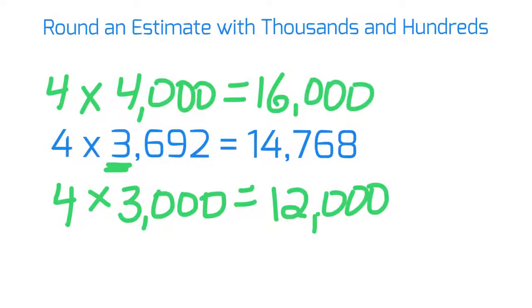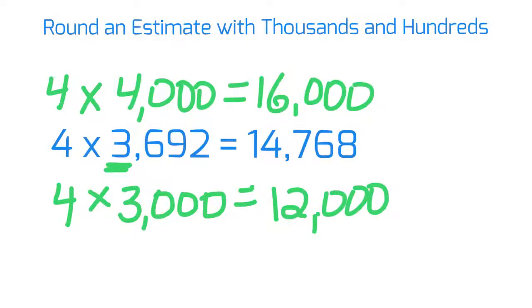So sometimes it's helpful to frame an answer to see if we're close. In this case, which estimate is actually closer to the solution? Well, if I look at the top example, 4 times 4,000, 16,000 is not very close to 14,000, but neither is 12,000 very close to 14,000. They're both at least 2,000 away.